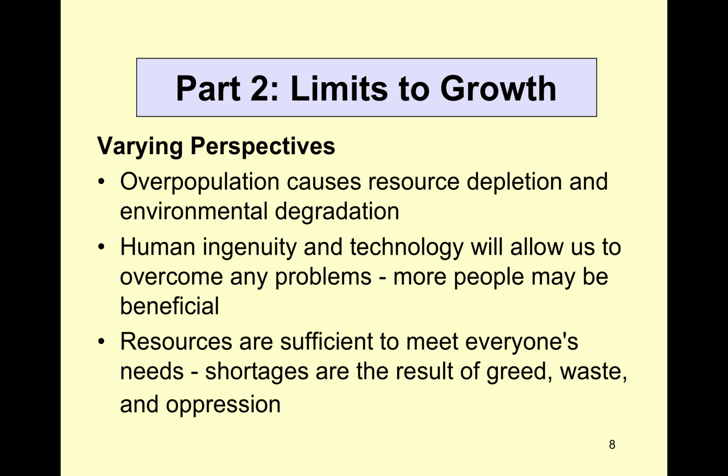Second one, human ingenuity and technology will allow us to overcome any problems. More people may be beneficial. Okay, that's another outlook. Well, yes, technology-wise, we're able to feed more people, and we're able to do a lot more things and have a lot more people survive. But technology probably has its limits. Third, resources are sufficient to meet everyone's needs. Shortages are the result of greed, waste, and oppression.